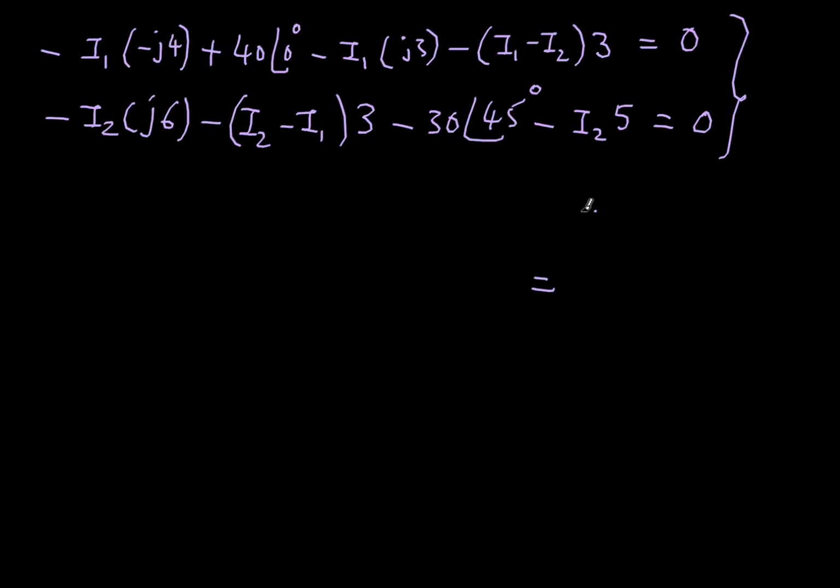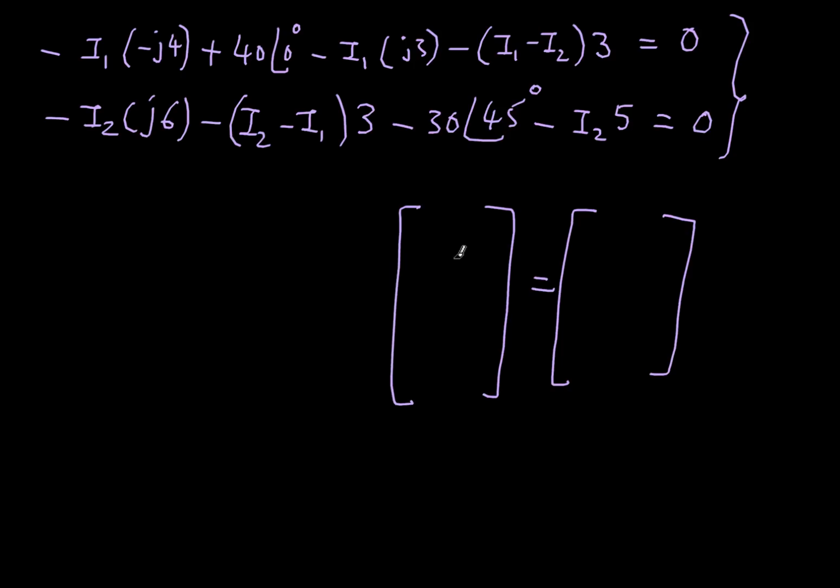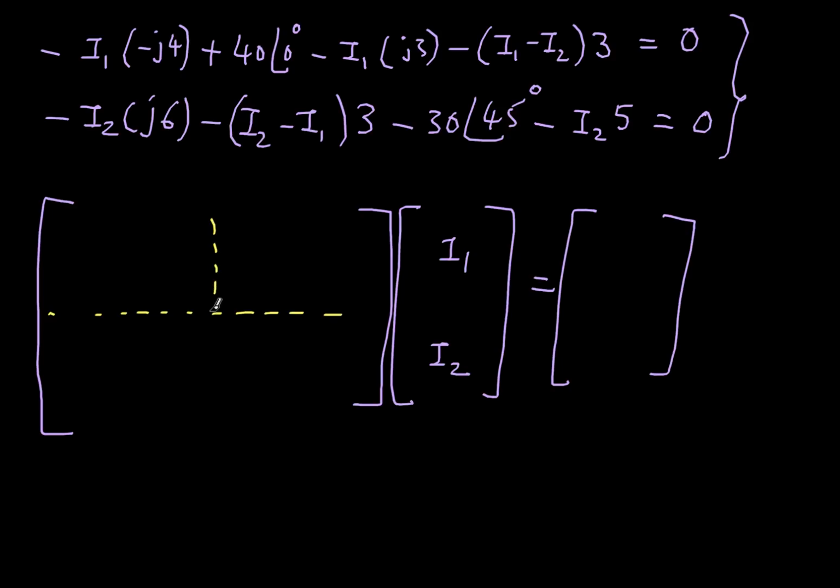And the unknown variables, I'll write here. That is I1 and I2. And then the coefficients of these unknown variables, I'll write here. So let's see that. Now look at the first equation, and what are the coefficients of I1? So this will be a 2 by 2 matrix. So let me make two columns and two rows place for that.